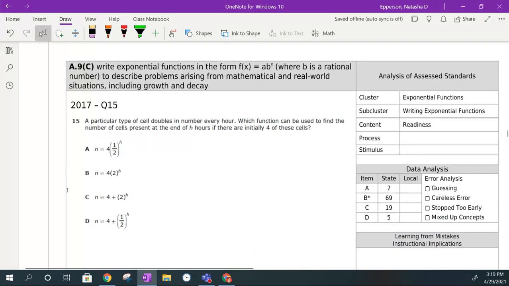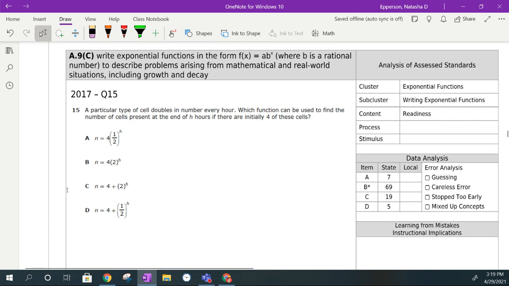All right, we're going to do the same setup with 15. A particular type of cell doubles in number every hour. So if we're doubling every hour, we are getting larger. Now we're going to eliminate C and D because those are not in exponential format.